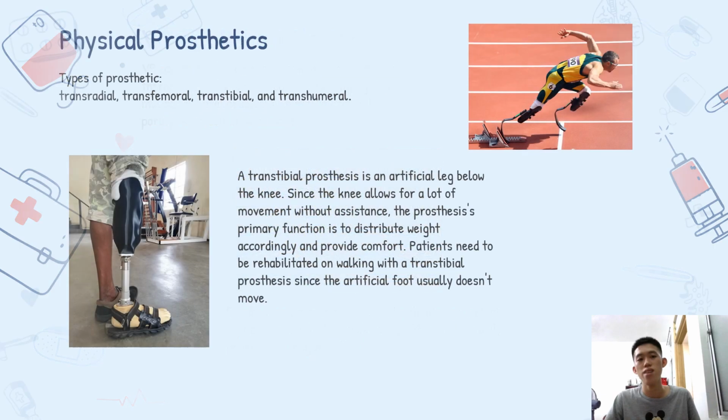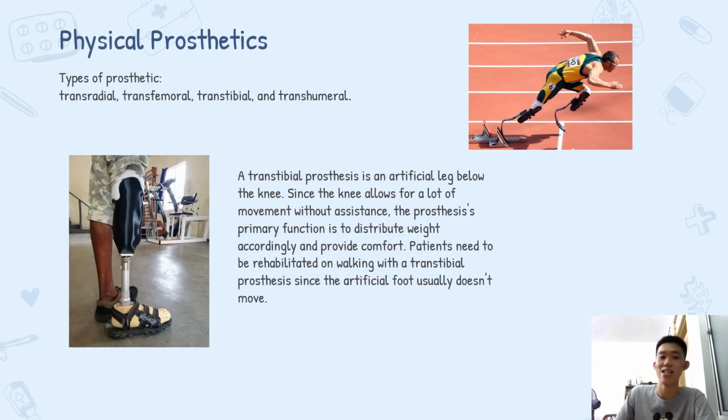Apart from that, we have physical prosthetics. There are four types of prosthetics, which are transradial, transfemoral, transtibial, and transhumeral. For example, a transtibial prosthesis is an artificial leg below the knee. Since the knee allows for a lot of movement without assistance, the prosthesis' primary function is to distribute the weight accordingly and provide comfort. The patients need to be rehabilitated on walking with a transtibial prosthesis since the artificial foot usually doesn't move.